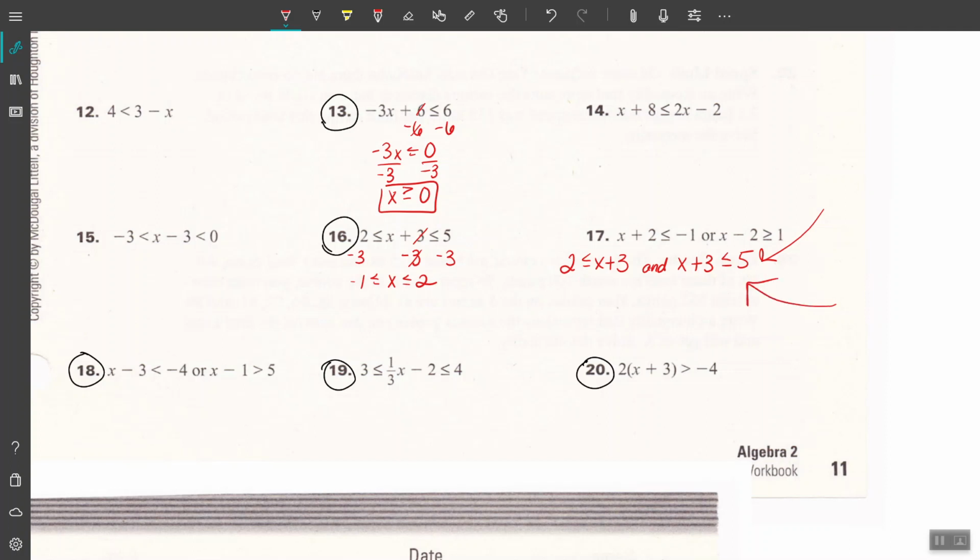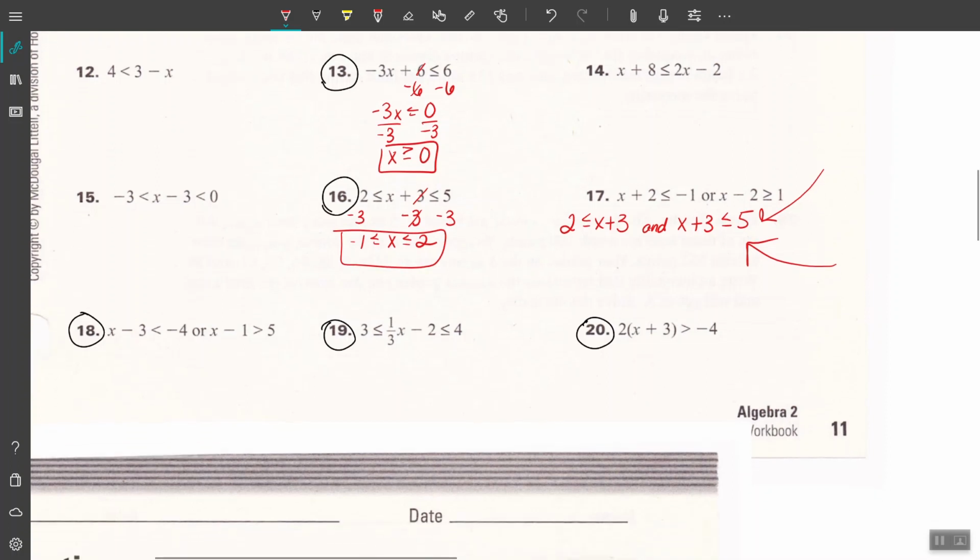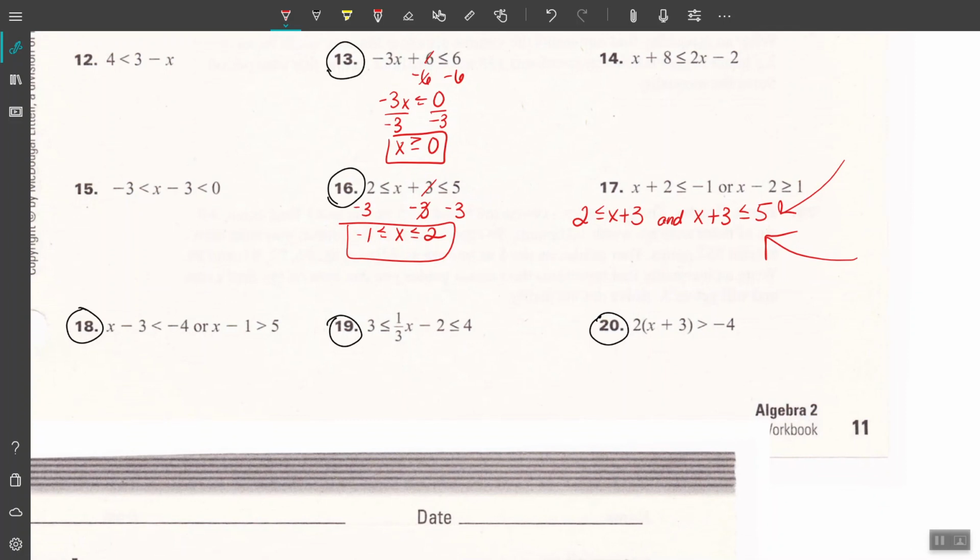on your own. You're going to get x is greater than or equal to -1 for the one on the left here, and then you'll get x is less than or equal to 2 on the other side. Okay, so this is your answer. You're done with that one. They didn't ask us to graph these, so we can just move on.